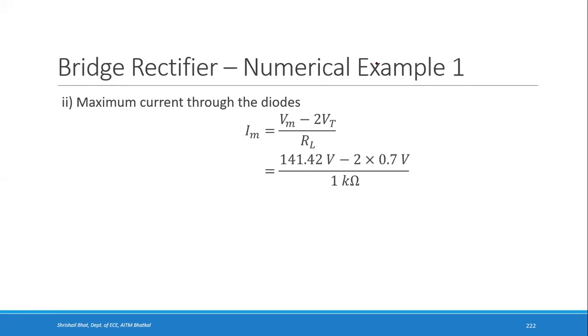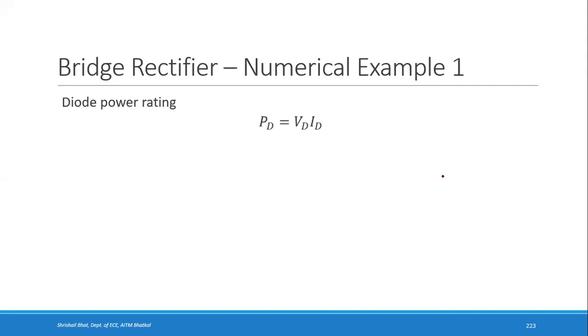You'll get 140 milliamps. Yes, 140 milliamps, right? 140.02 or 140 milliamps. You can approximate also. Now, what else is asked? You're also asked to find the diode power rating. How to find the power? Power is equal to voltage into current. So PD, the diode power, is equal to diode voltage into diode current.